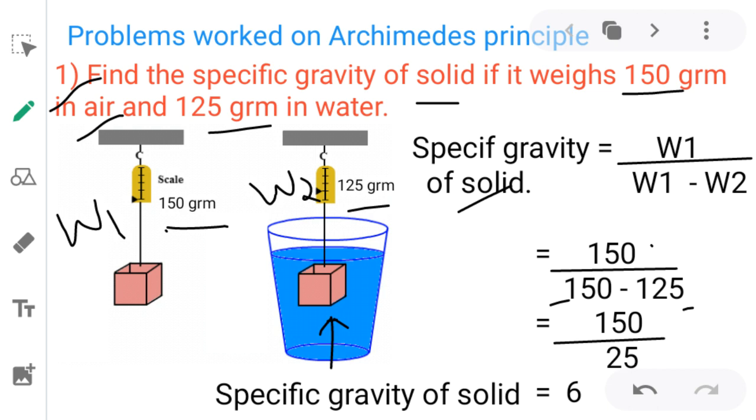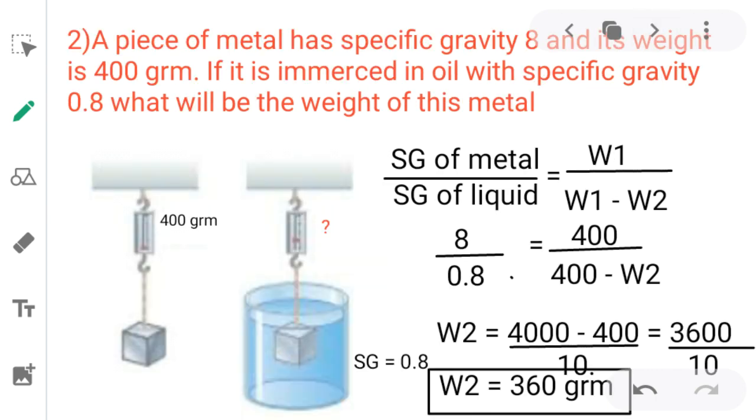So 150 divided by 150 minus 125 gives you 25. 150 divided by 25 you get 6. That means the specific gravity or relative density of the solid weighing 150 in air and 125 gram in water is 6. So in this way we can apply the Archimedes principle to find the Sg or Rd of a solid. Let's take some more examples of this type.